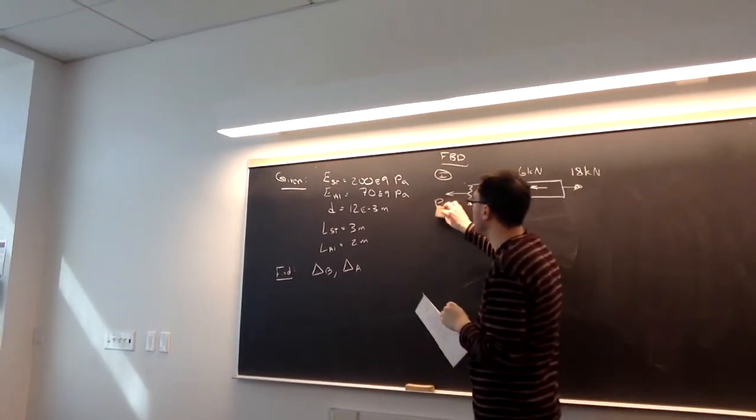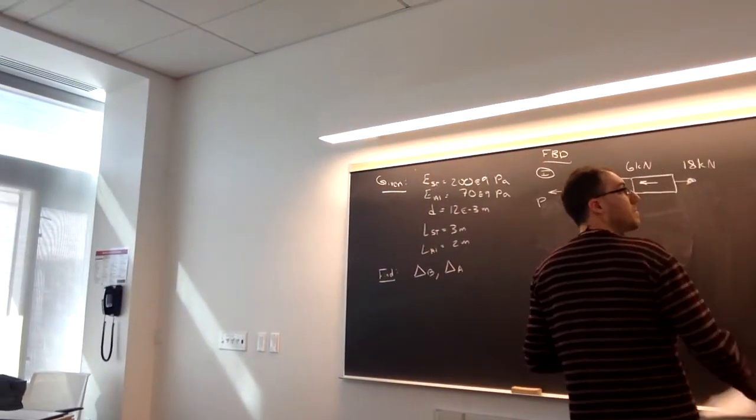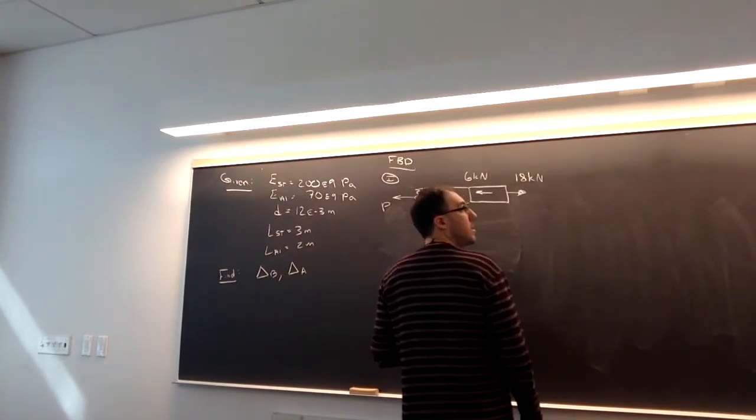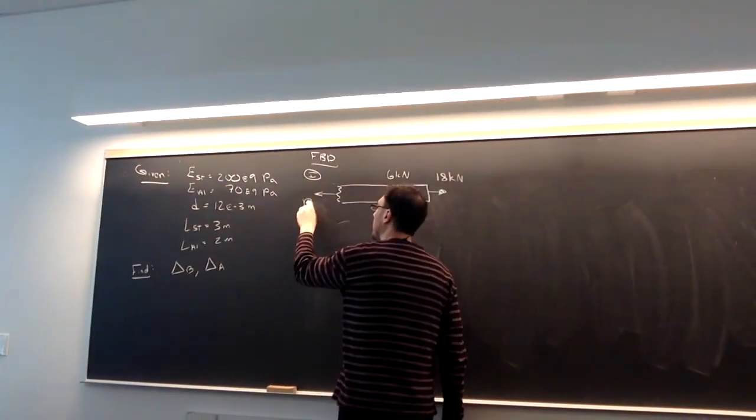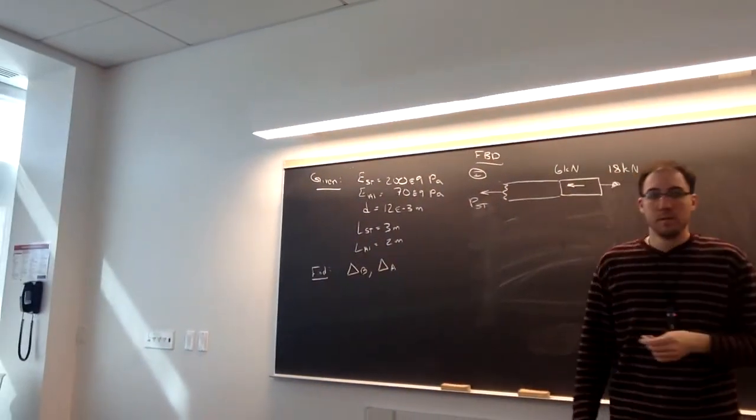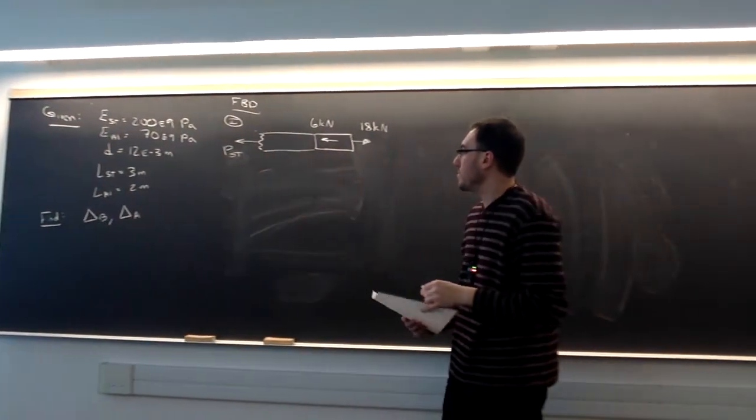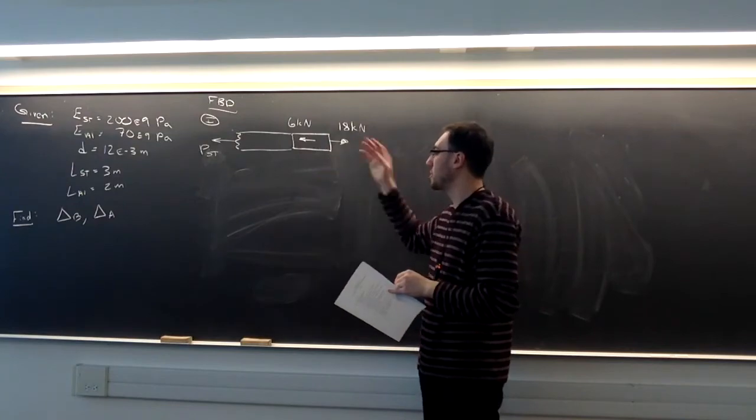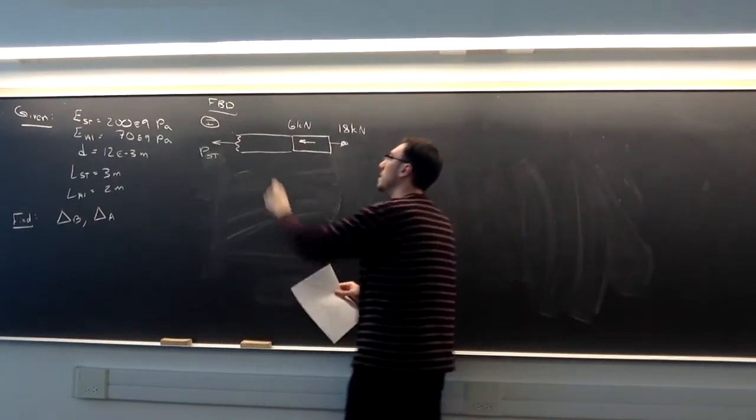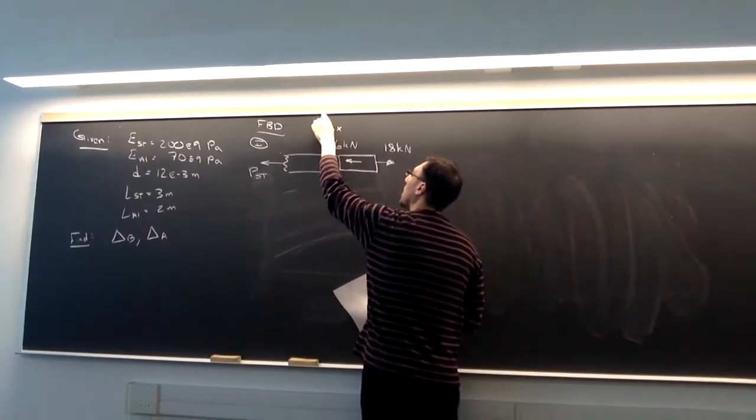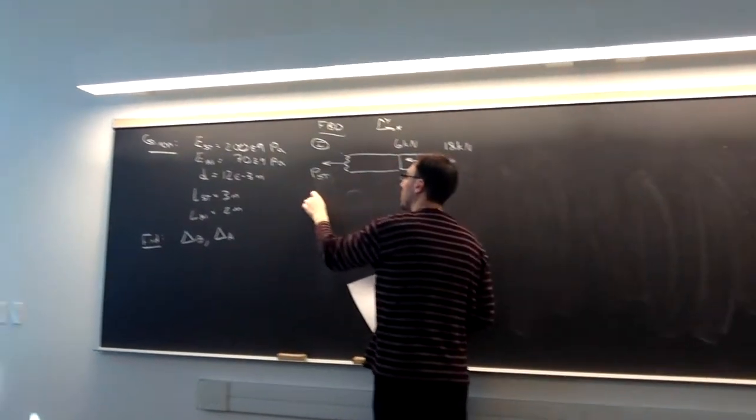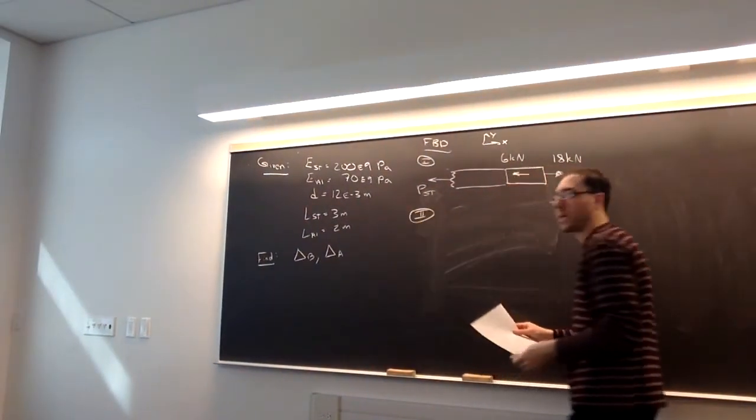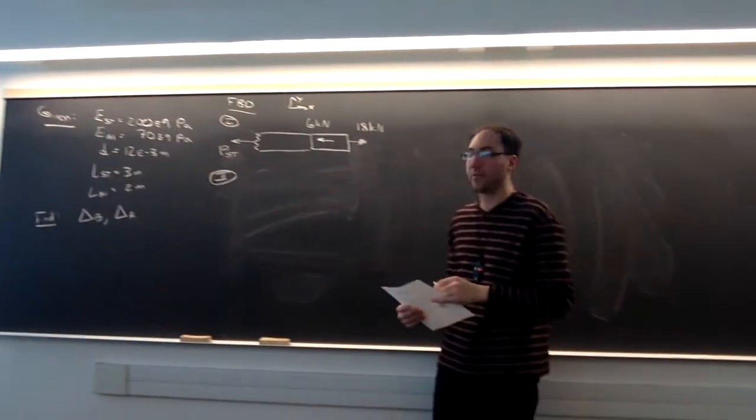I'll call this piece steel, I guess. Steel is AB, yeah. The free body diagrams don't care about material or those types of things. It just cares about forces and moments. That's my complete free body diagram for my cut through the steel piece.